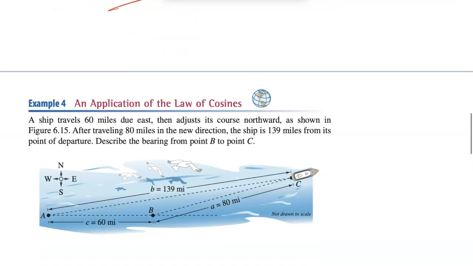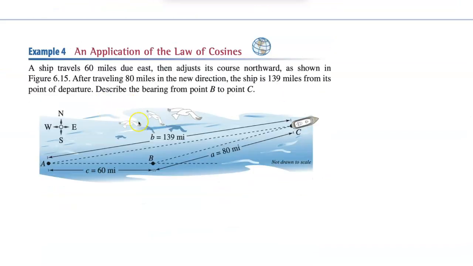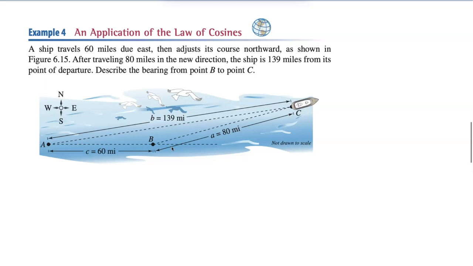Okay, so another application of law of cosines. And this one involves bearing. A ship traveling due east adjusts course northward, traveling 80 miles in the new direction. The ship is 130 miles from its point of departure. Describe the bearing from point B to point C. So like how much did it turn here? Well, first we gotta find this angle. So we're missing that one.